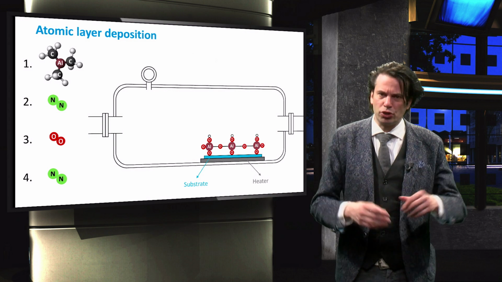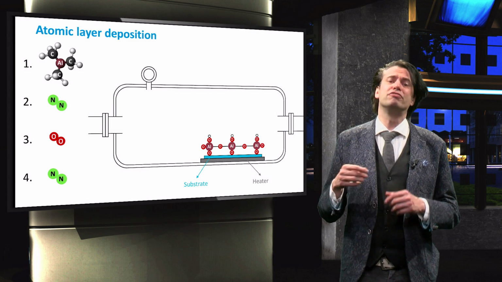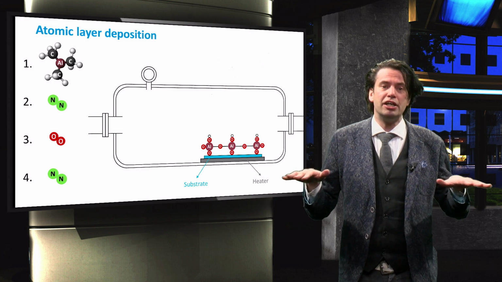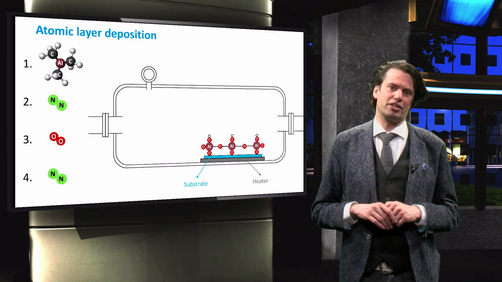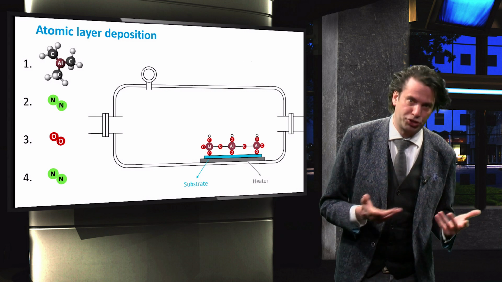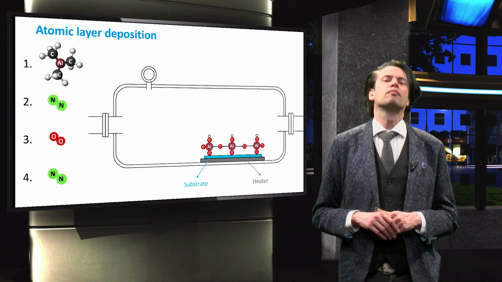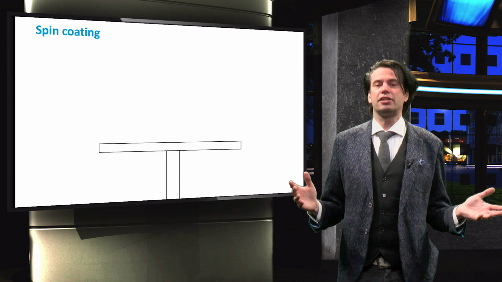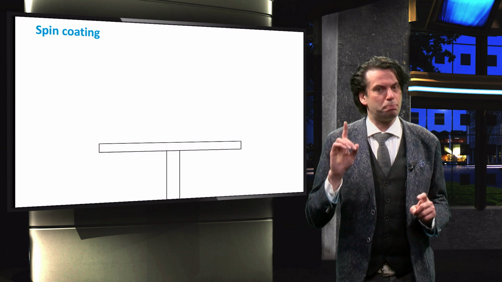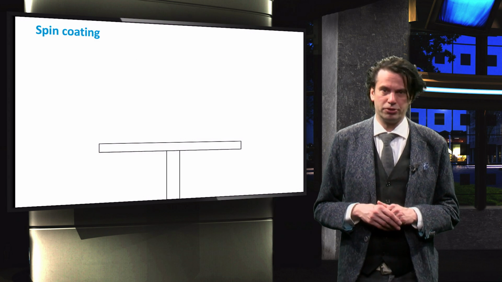The sequential monolayer steps of ALD mean that the grown material has a very high uniformity, even for very thin layers. The downside is that the sequential adsorption and purge steps make the process rather slow. The final deposition technique we will discuss is spin coating, which is used for the organic semiconductor PV materials.